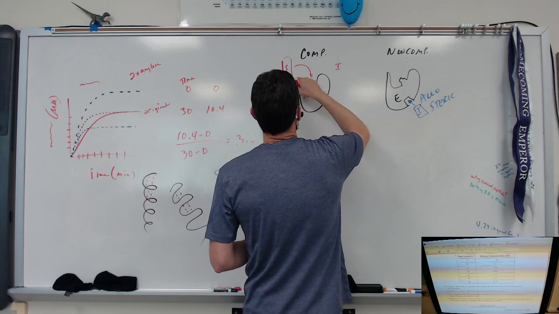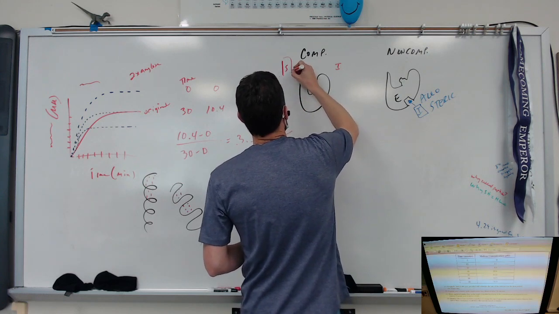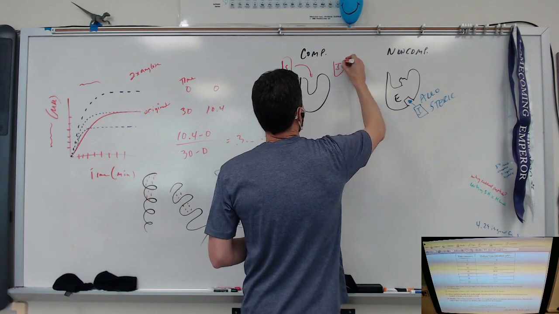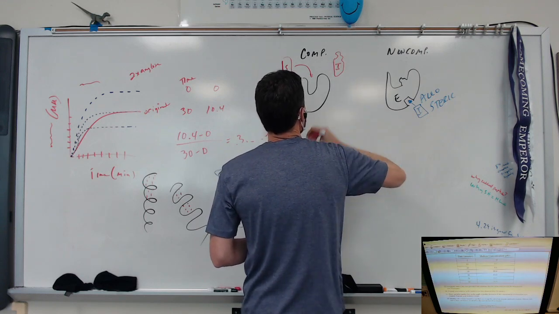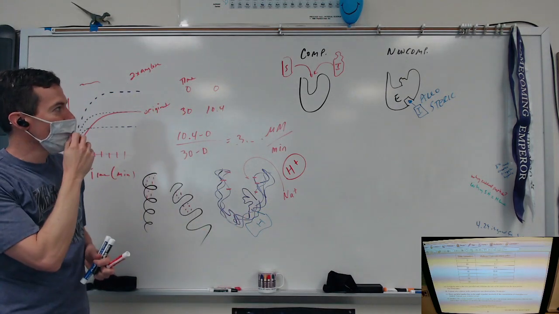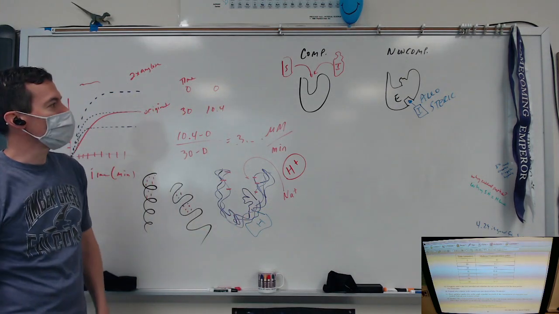Actually, that's backwards. So the bottom will be similar, but the top might be different. And it's competing for the exact same spot. It's competing for the active site. So they call that a competitive inhibitor.